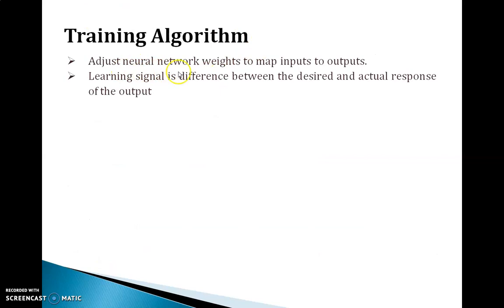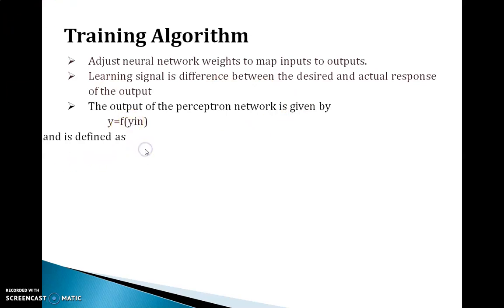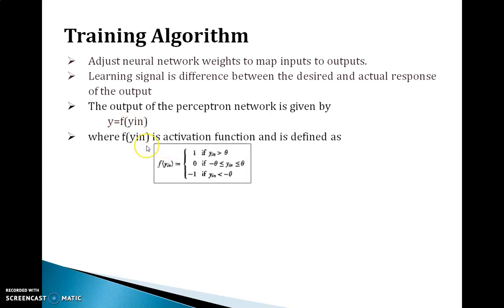First we have to adjust the neural network weights to map the input to the output. The learning signal is the difference between the desired and the actual response. The output of the perceptron is calculated by f of yin. Here the yin value is defined as summation of xi into wi plus the bias.